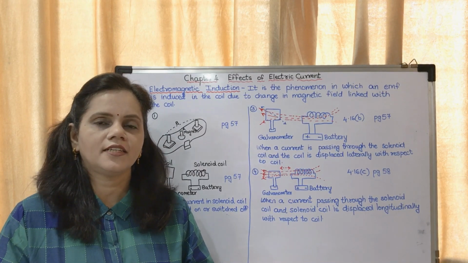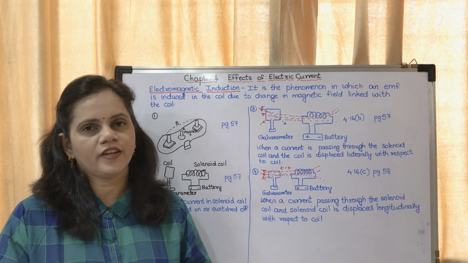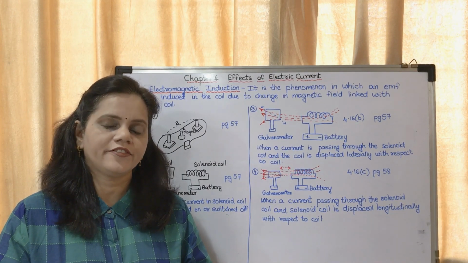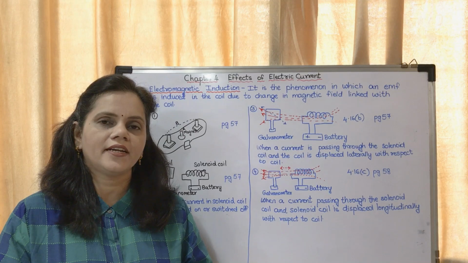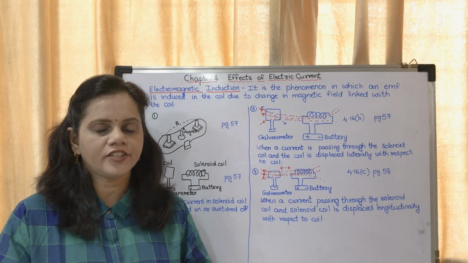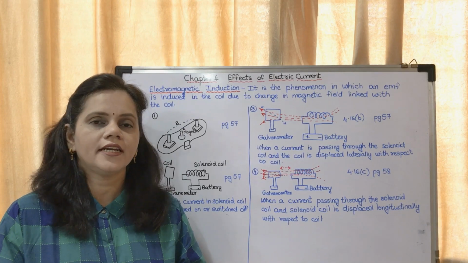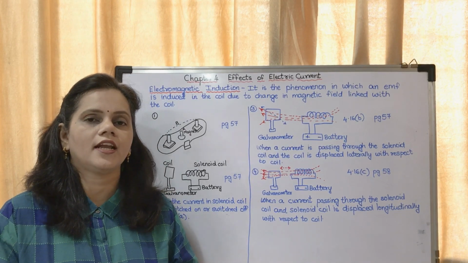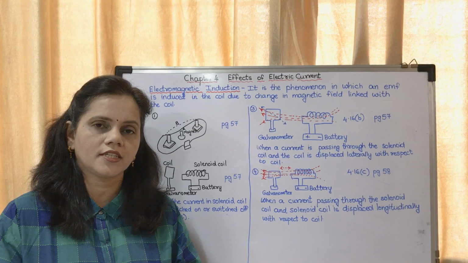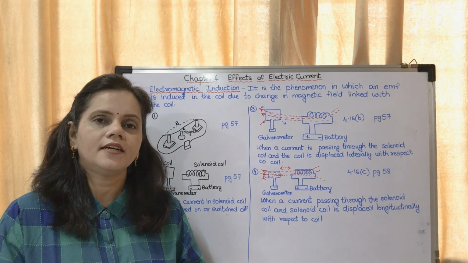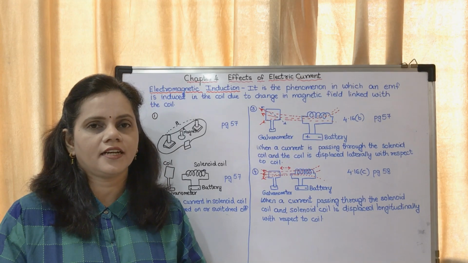So we have started with chapter 4, effects of electric current. In the first lecture we studied that there are two effects of electric current, magnetic effect and heating effect. We studied about some appliances which work on heating effect of electric current, about electric geyser, electric toaster, electric bulb, etc. Then we started about magnetic effect of electric current.